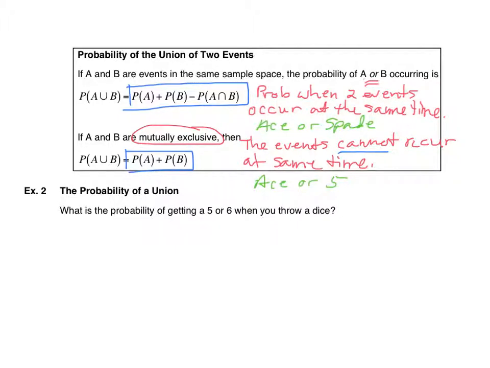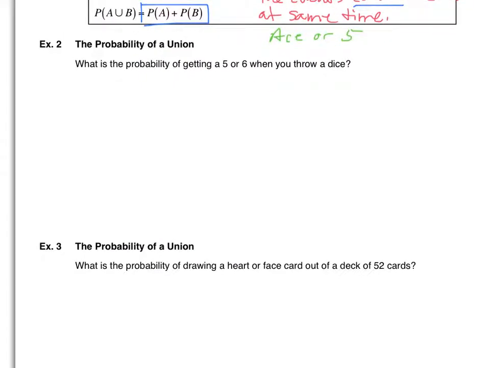Okay, so let's look at example 2. What is the probability of getting a 5 or a 6 when you throw or roll a die? So it's important to realize how many outcomes are on a typical die. 6, 1 through 6, right? And so we want to find the probability of rolling a 5 or a 6.